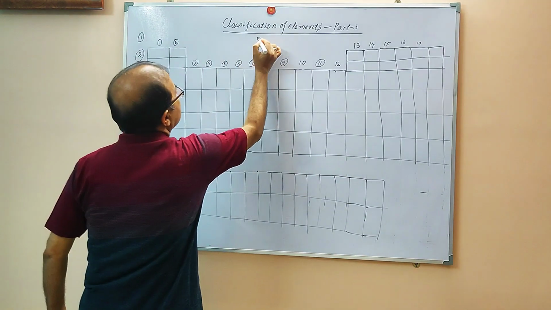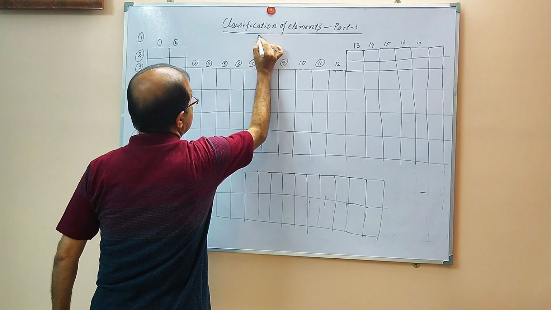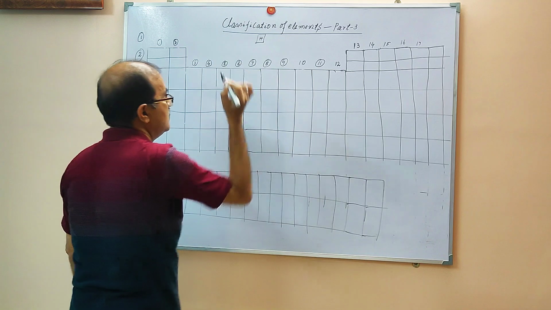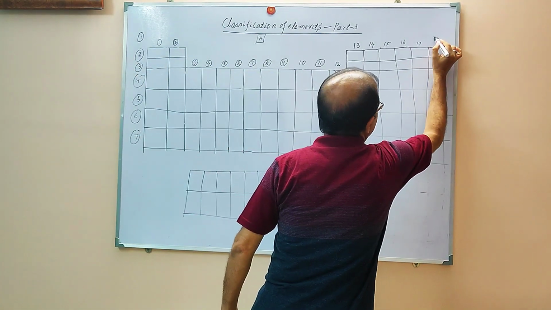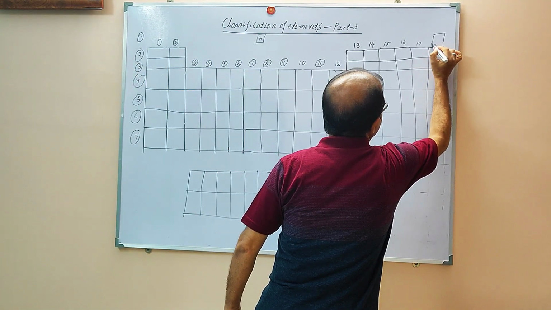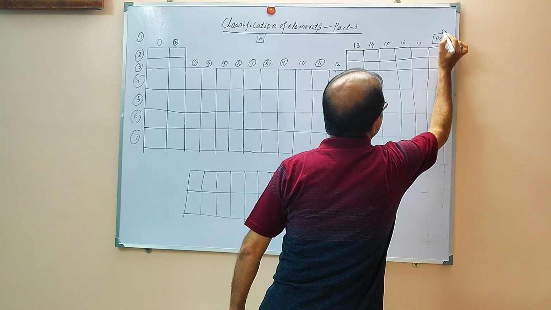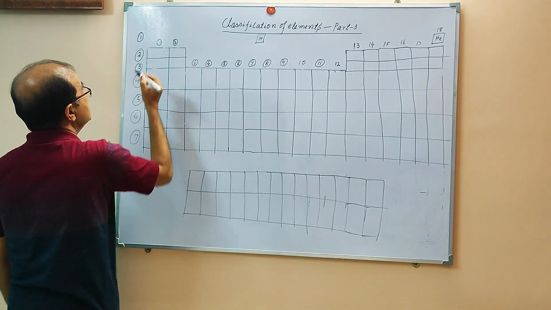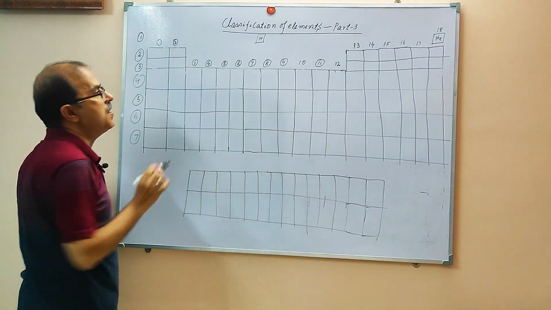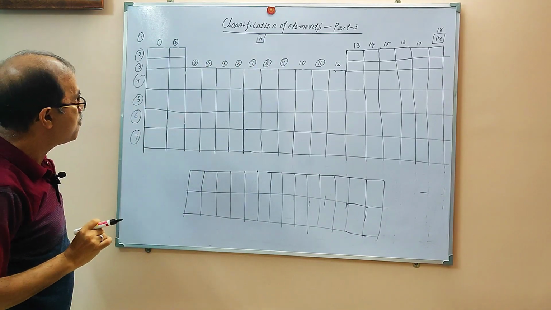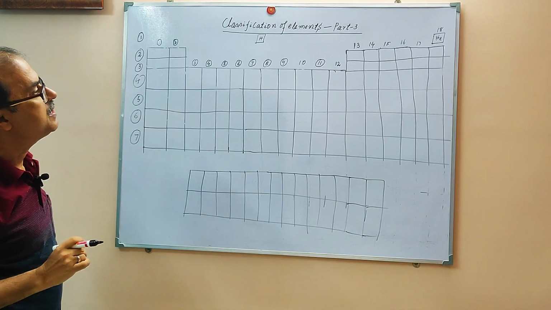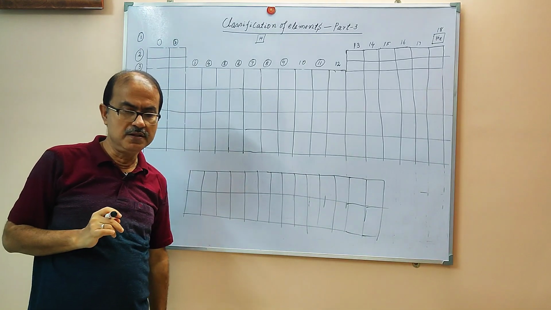So the first element that you can see, the simplest element in the periodic table, is hydrogen. The second element, in group number 18, is helium. After this, this is period 1. In period 1, there are 2 elements you can see, hydrogen and helium.